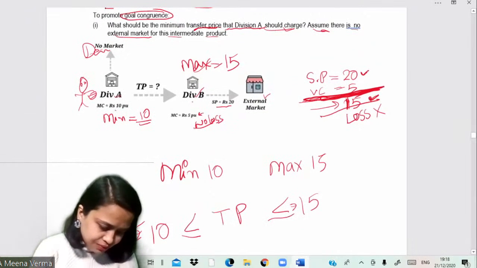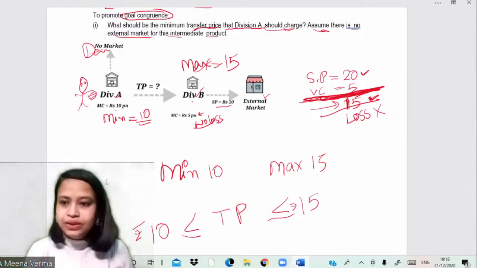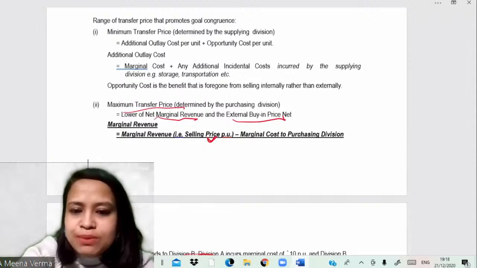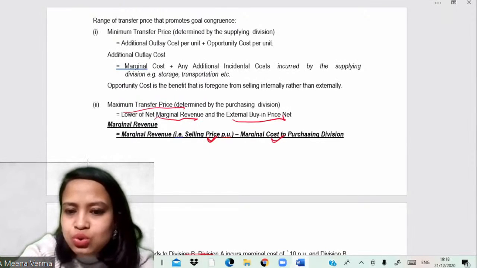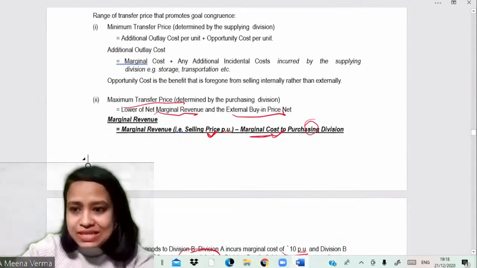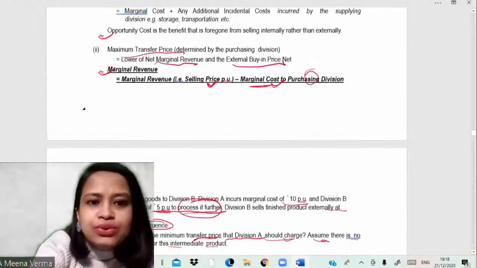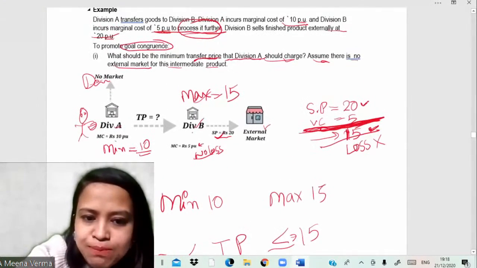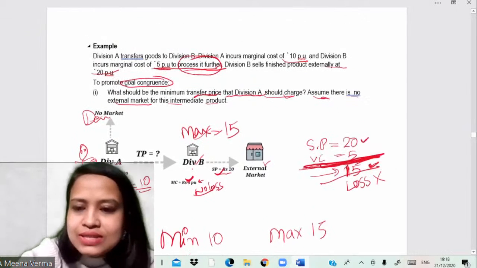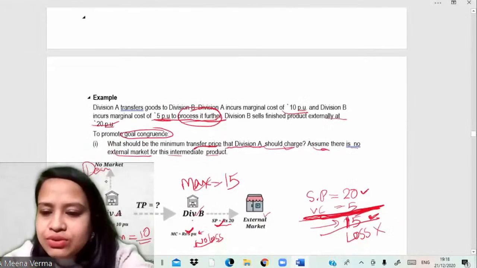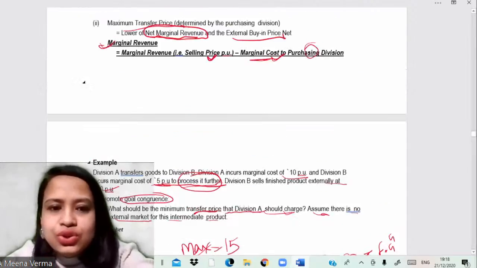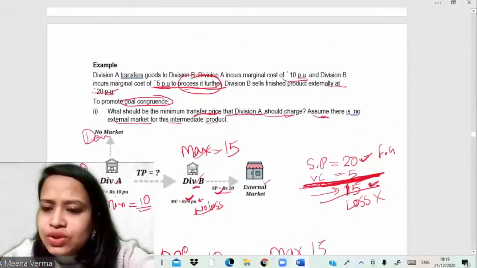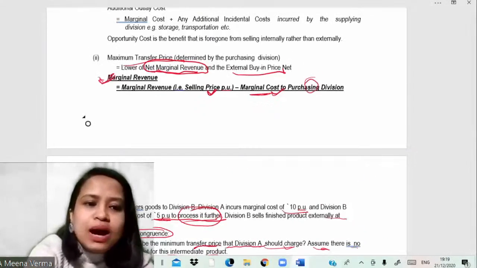Now in this case, if you have a query, you can ask me. Now in this case, you can see here what we have considered: the selling price per unit minus the marginal cost to the purchase division. This is the additional process cost. So what is the net marginal revenue here? The net marginal revenue is the external selling price minus the additional variable cost you are incurring. The selling price of the final finished good, and the marginal cost for the processing cost of division B, you will consider that. You will get the value of marginal revenue here.